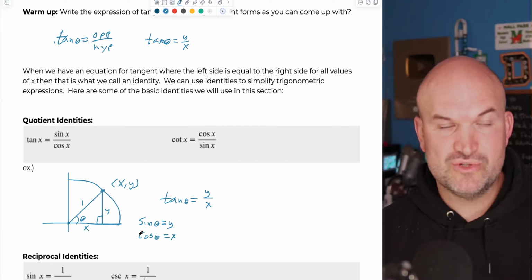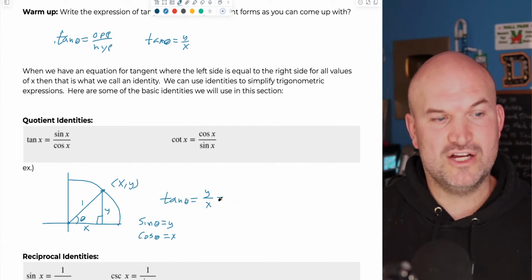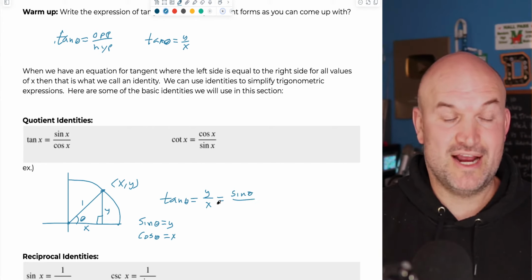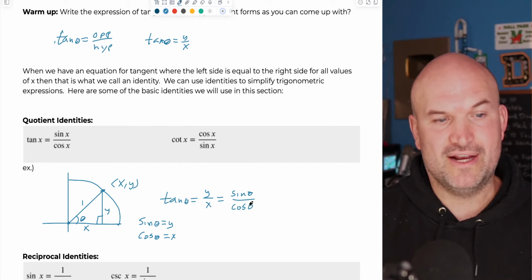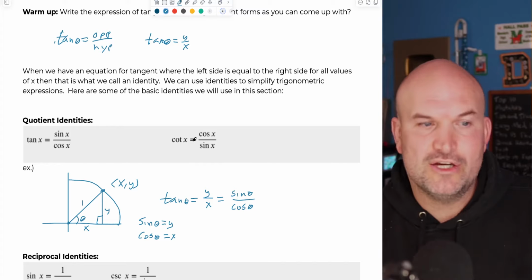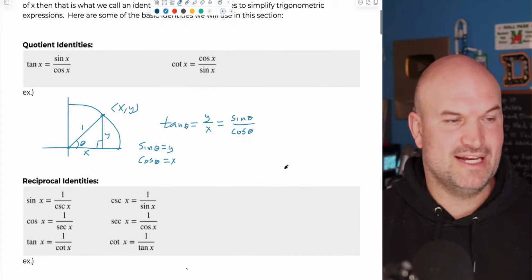So now I can just use some substitution here, and say, if tangent of theta is y over x, I can also rewrite that with y as the sine of theta and x as the cosine of theta. And therefore, you can see how that identity makes sense. And then cotangent is just going to be the reciprocal of that tangent identity.